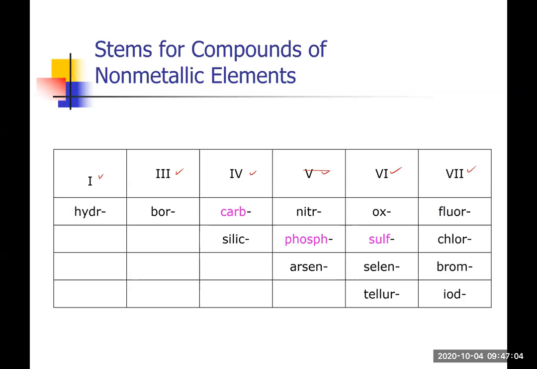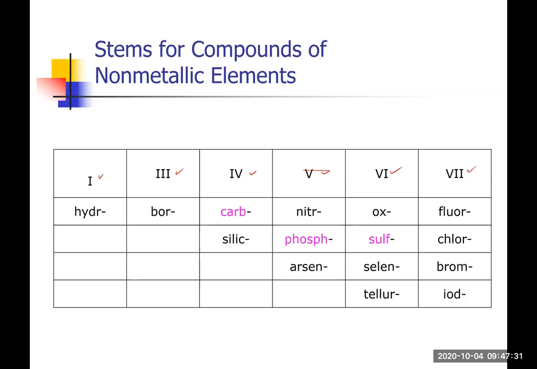Nitrogen stem is nitro. Phosphorus stem is phosp. Arsenic stem is arsen. Oxygen stem is ox. Sulfur is sulf. Selenium is selen. Tellurium is tellur. Fluorine is fluor, chlorine is chlor, bromine is brom, and iodine is iod. Now these are stems for compounds of non-metallic elements.